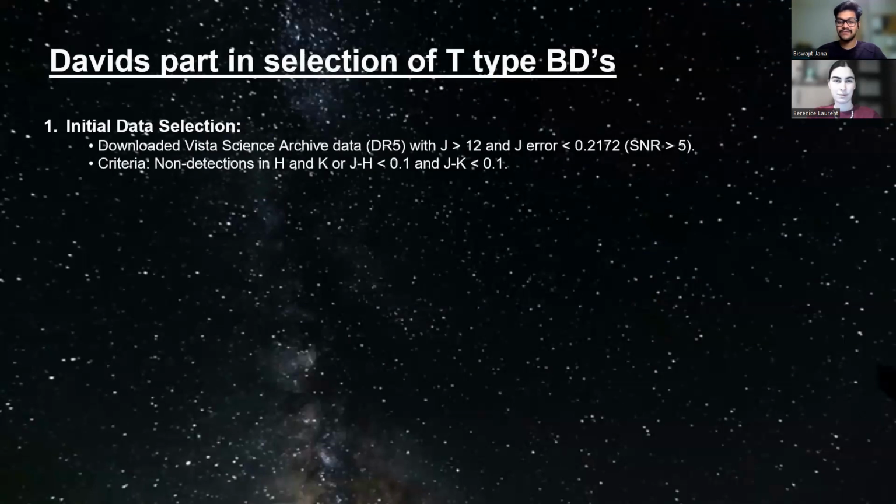Sources were downloaded from the VISTA Science Archive, which provides images in J, K, and some H magnitude. T-dwarfs have a blue infrared color, so to select objects with T-dwarf traits, the J magnitude had to be greater than 12. And the sources either had non-detection in K and H or had colors meeting this criteria, which is given on the screen.